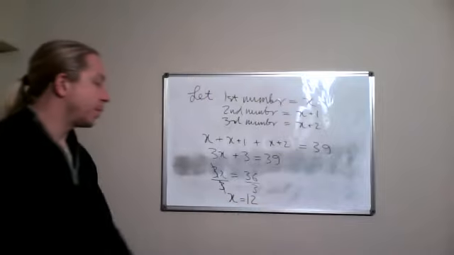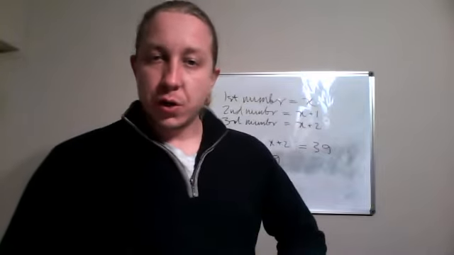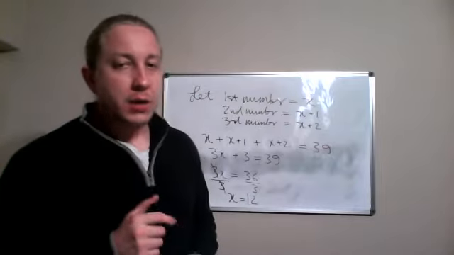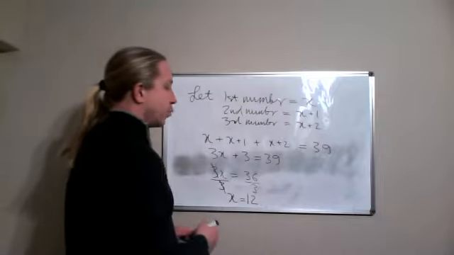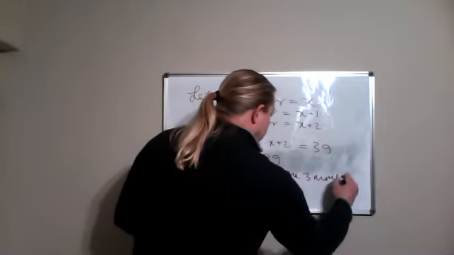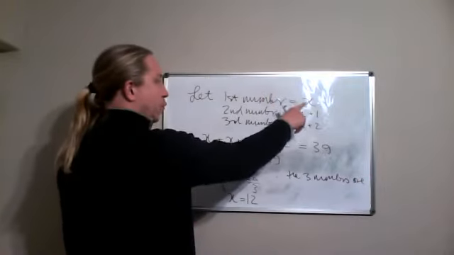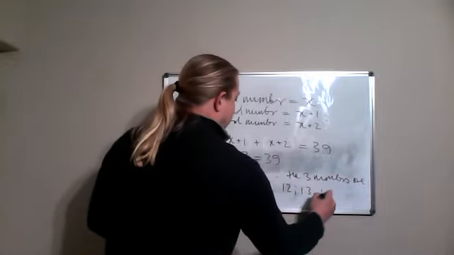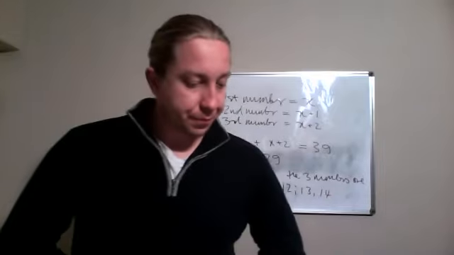Which is 12. Okay, so to answer the question, remember, the question didn't ask what is x. We made up x. The question said, what are the three numbers that we are looking for? So once we've done this, you say, therefore, the three numbers are, if the first number is 12, we add 1 and add another 1. So they are 12, 13, and 14. And now that's answering the question.